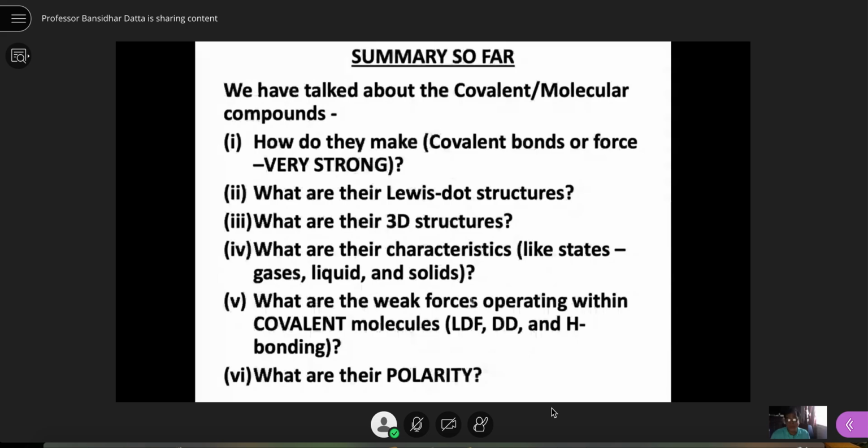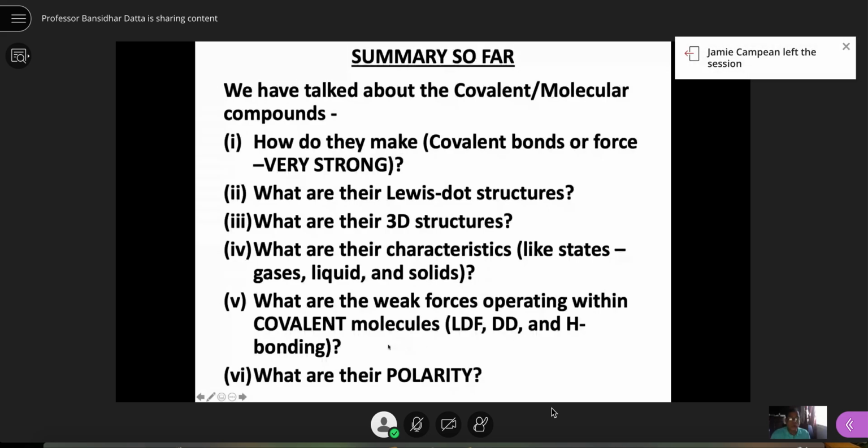It's in a non-polar molecule. Then dipole-dipole interactions, DD, in polar molecules, and hydrogen bonding. And the order of their strength: hydrogen bond is the strongest, then DD, then LDF. LDF is the weakest, and DD is in between. Hydrogen bonding is the strongest among these weak forces. The strong force is covalent bonds.